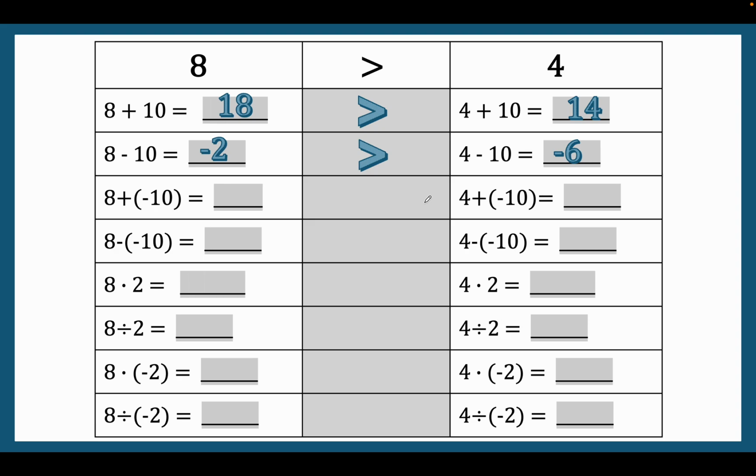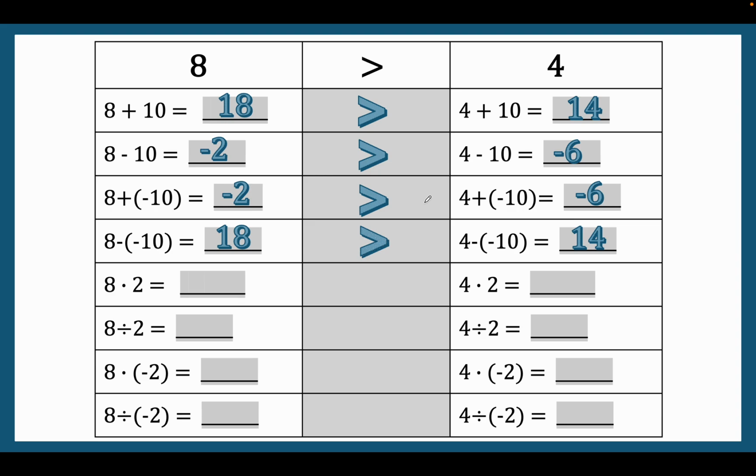Now we're going to add a negative number. 8 plus negative 10 and 4 plus negative 10 gives us negative 2 and negative 6 again, and as we can see, negative 2 is greater than negative 6. So the left side is still bigger than the right side, and now we're going to subtract a negative. 8 minus a negative 10 becomes 8 plus 10, that's 18, and 4 minus negative 10 becomes 4 plus 10, which is 14, and the left side is still bigger than the right side.